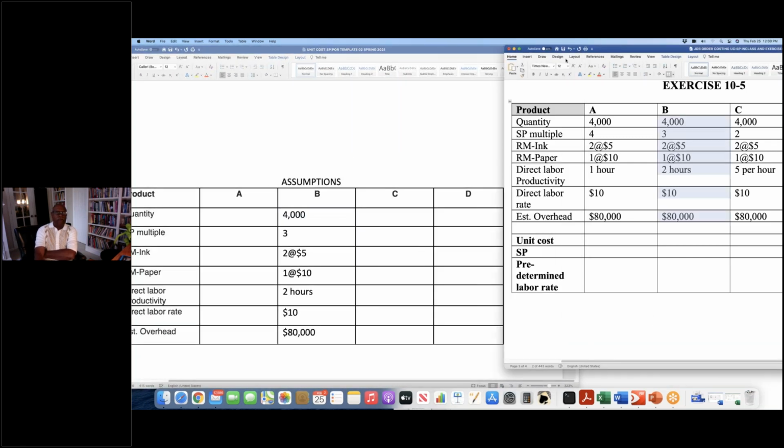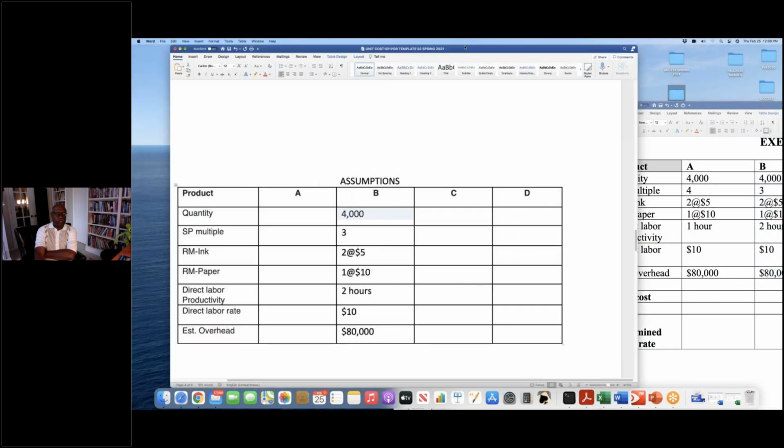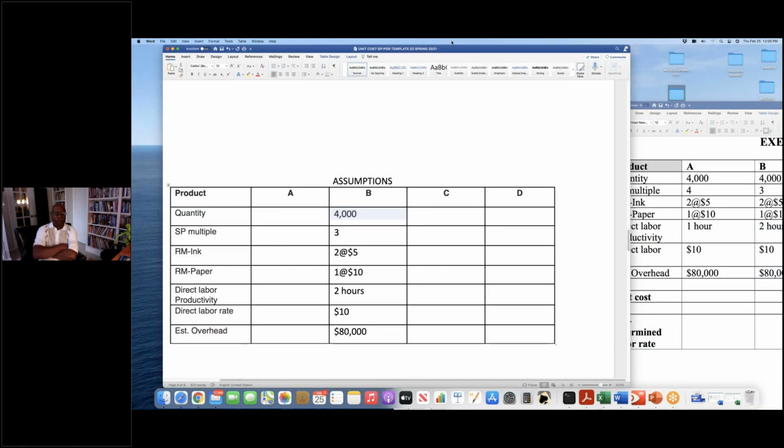So we have these assumptions here. You notice anything special about these assumptions? It's like the ones we just been going on, right? No, it has a selling price multiple. Are you multiplying or dividing then? Multiplying. All right, she's right, multiplying. That's correct, because it's 2 hours.